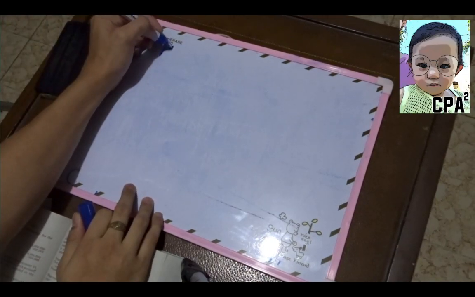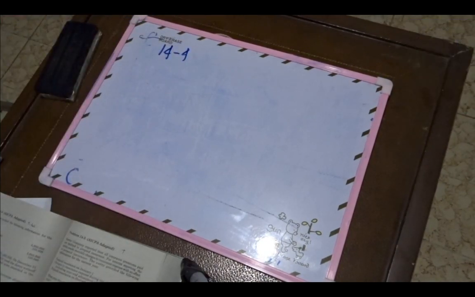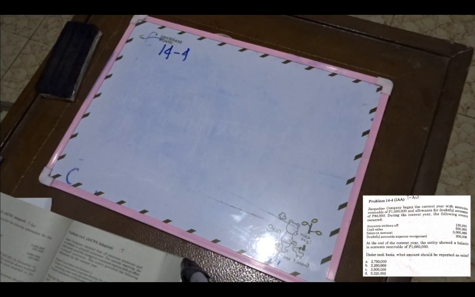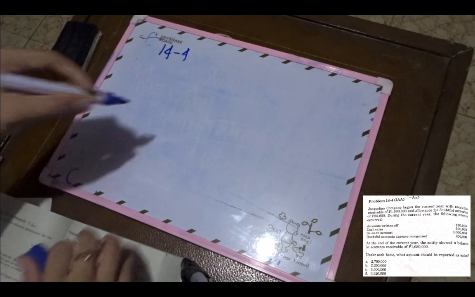So next would be 14-4. This Jacqueline Company began the current year with accounts receivable of 1 million, allowance for doubtful accounts of 80,000. During the current year, the following events occurred. You have the given information. At the end of the current year, the entity showed the balance of accounts receivable amounting to 1,680,000. Question is, what amount should be reported as sales? So there are no other items given. You only have accounts receivable. So in this case, we'll only use AR.